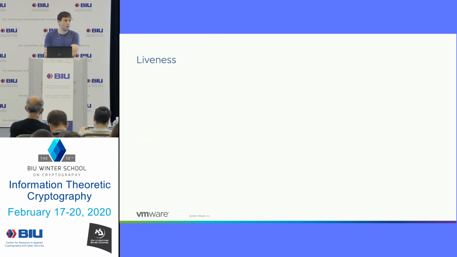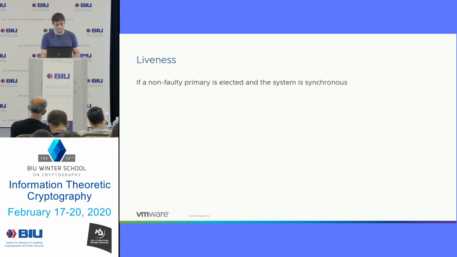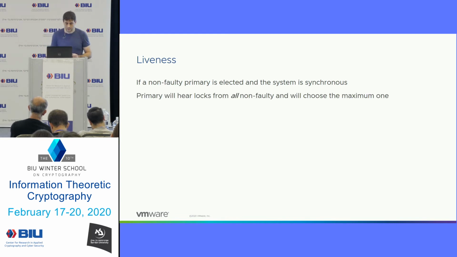Great, so now we go back to liveness, and what we'd like to show is that if we have a non-faulty primary, or we could say, also in the case that all replicas have the same value, then in those 5 rounds, everybody will reach a decision. So again, we will do this in the case that there's a non-faulty primary and the system is synchronous.